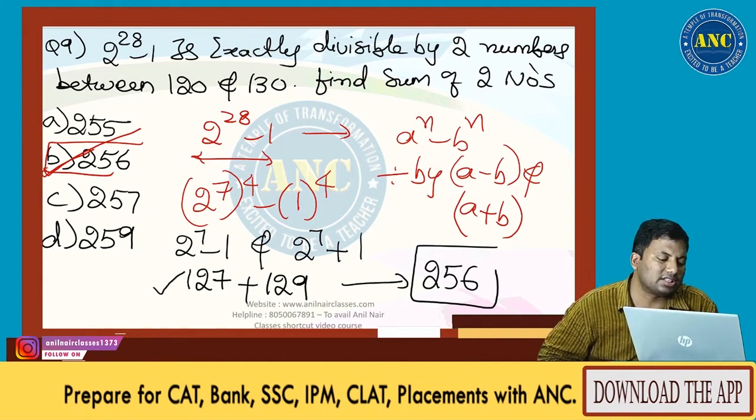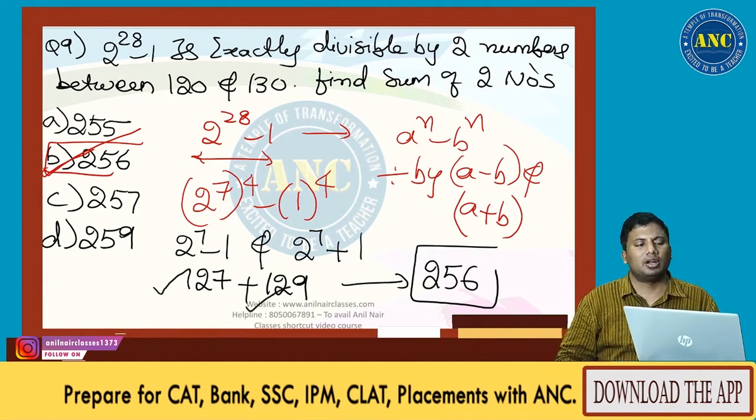Exactly that is what I said. This is an odd number. Odd plus odd has to be an even number. I hope the idea is clear.